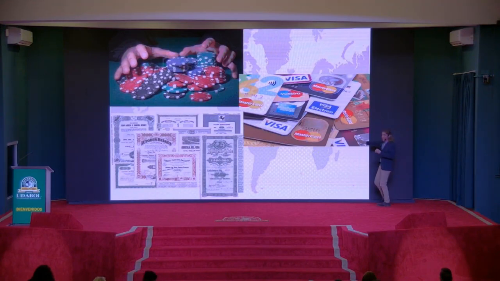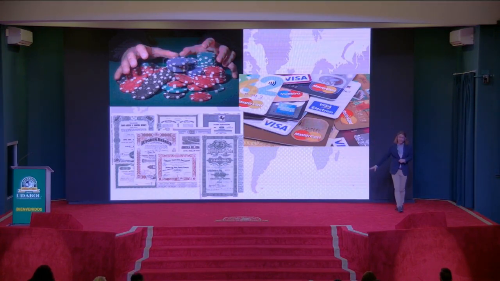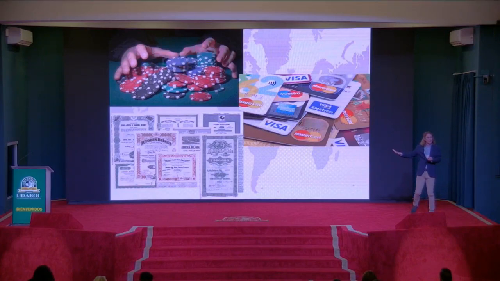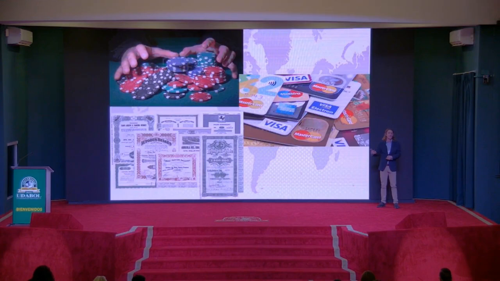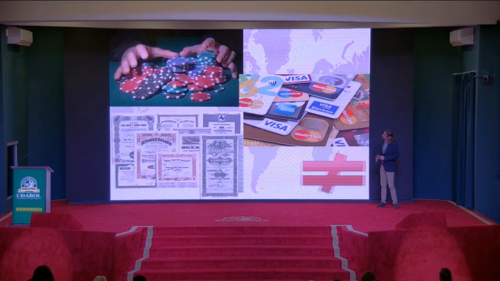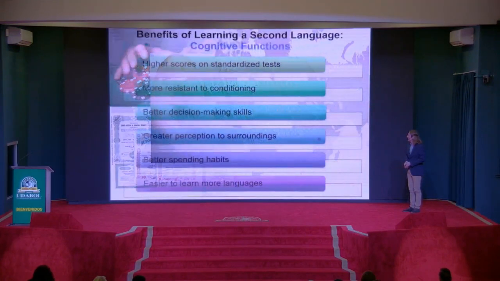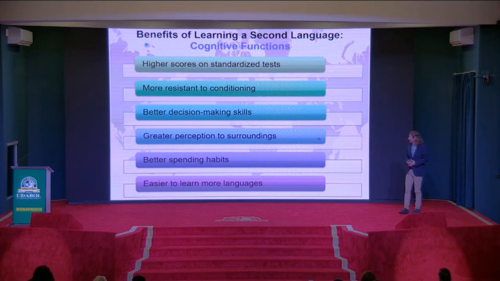Are credit cards your money? Is it real money? Yeah, you have to pay the bill. The stock market, is it real money? Is it your money? Yeah. So the studies show that the people who speak more than one language don't have a problem making these connections, whereas monolinguists sometimes have problems spending because they don't associate these symbolic forms of currency with real currency. All right, interesting.